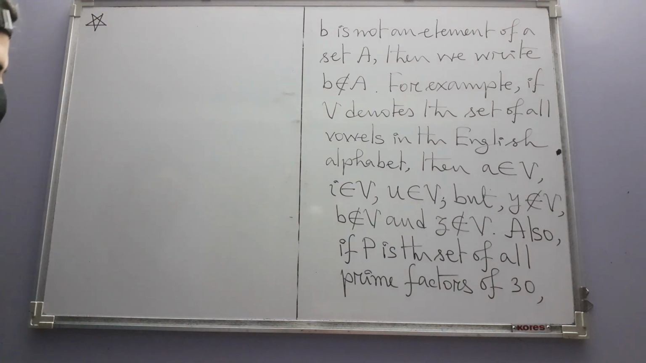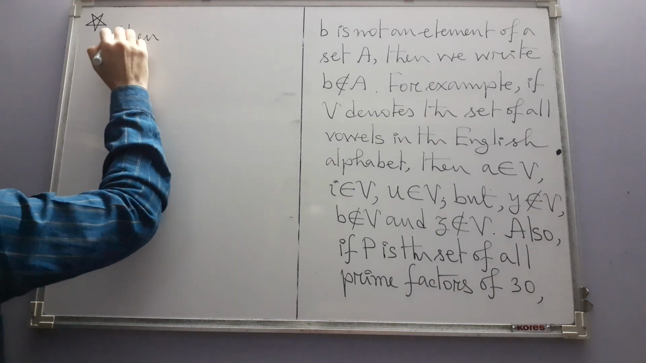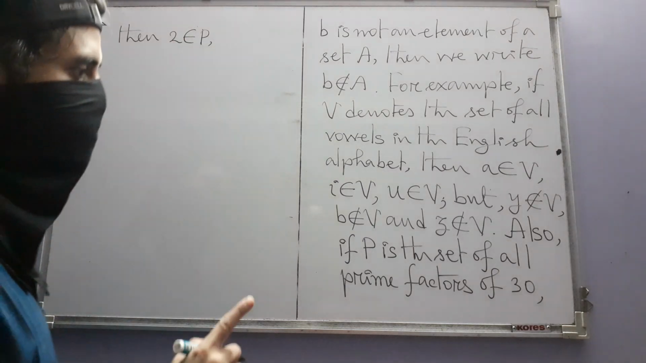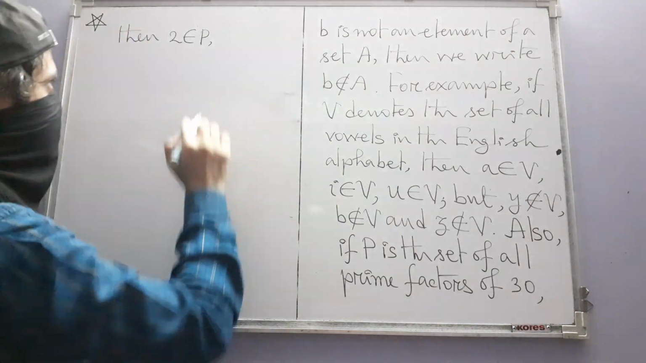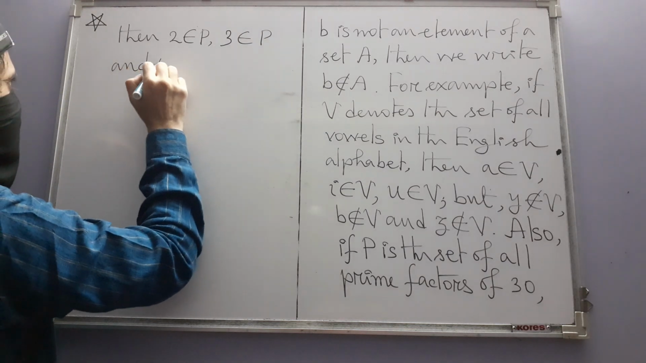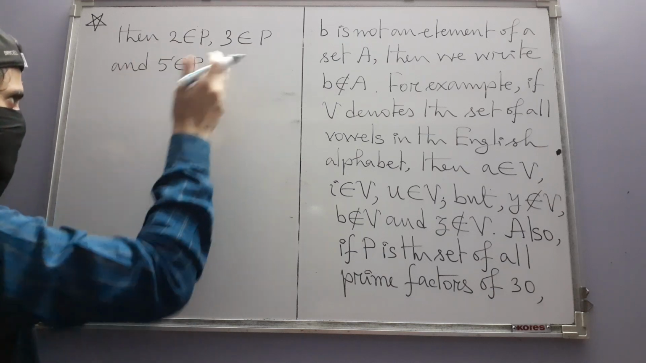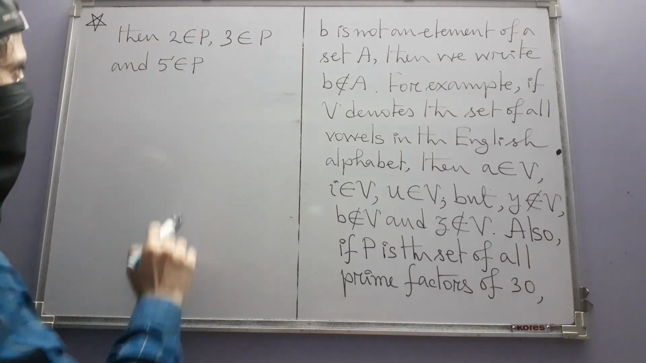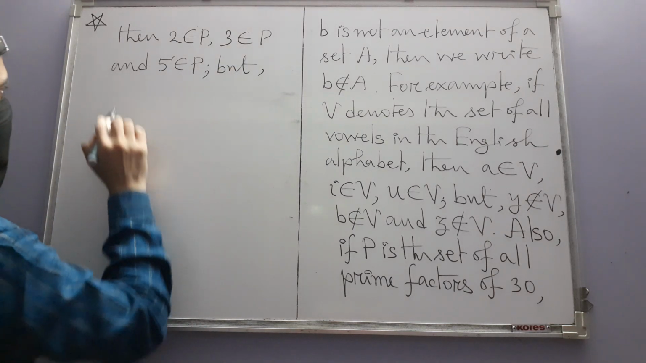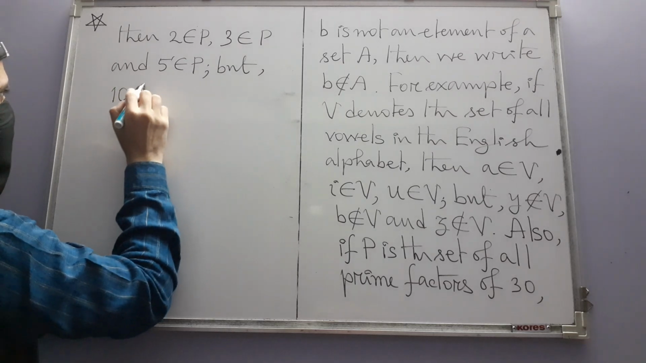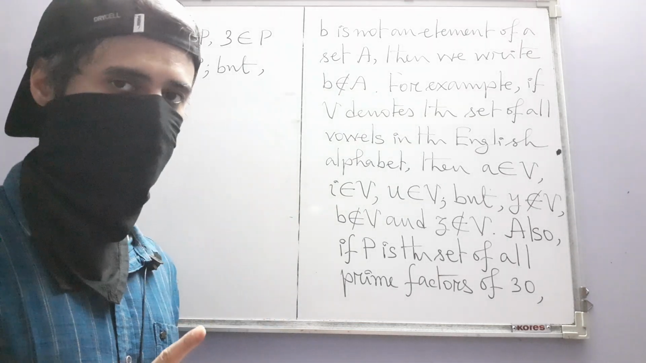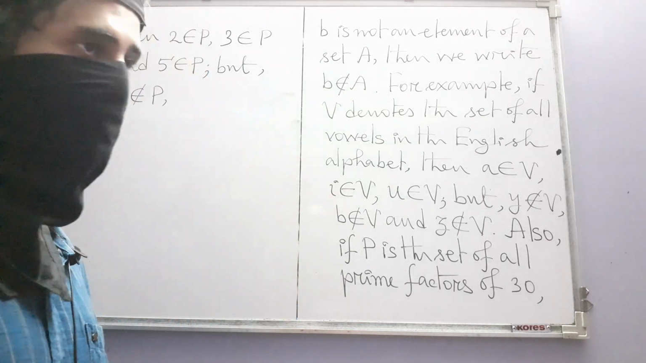Then 2 belongs to P because 2 divides 30 and 2 is a prime number. 3 divides 30 and 5 divides 30. In fact, these are the only elements in P. But 10 does not belong to P. 10 divides 30, so 10 is a factor of 30, but 10 is not a prime number.